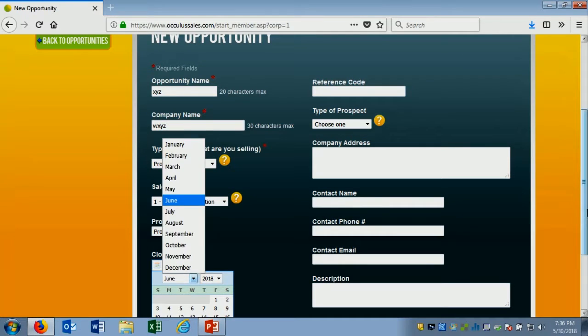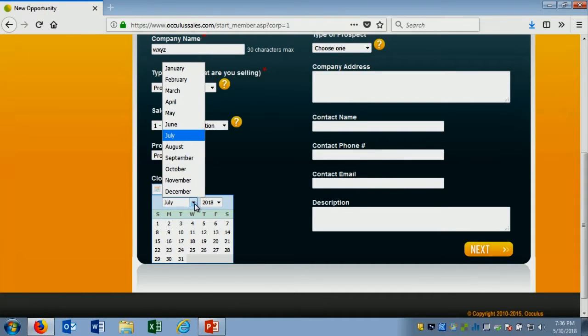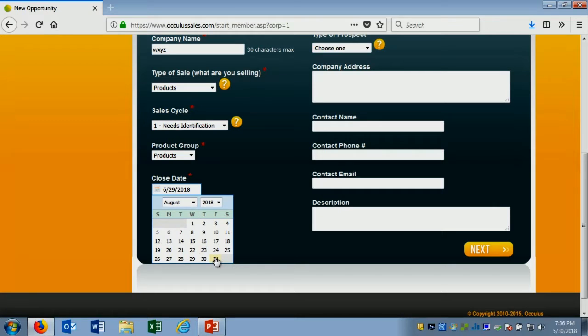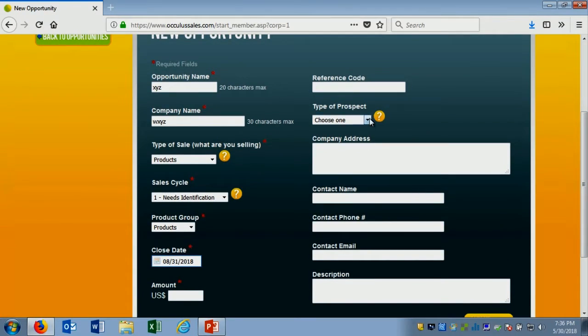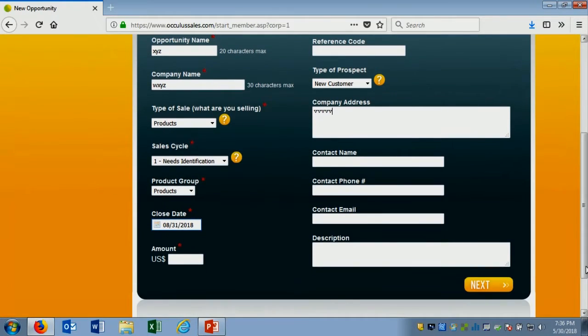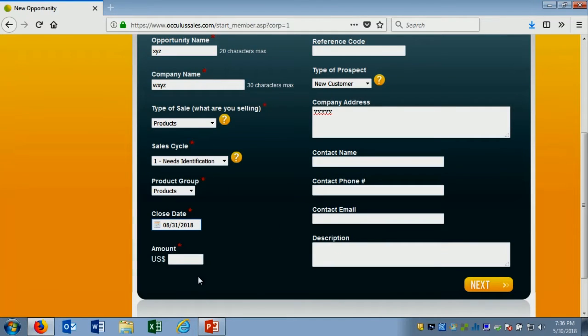Actually, it's not going to be until probably July, or let's even make it later than that. Let's say August 31st. And then we can put in all the prospects and things like that. It's a new customer, and you can put in the company address here, et cetera. And then this is now a deal that you're going to be working on. Oh, I'm sorry, I forgot to put in the dollar amount. Okay, 45,000. All right.